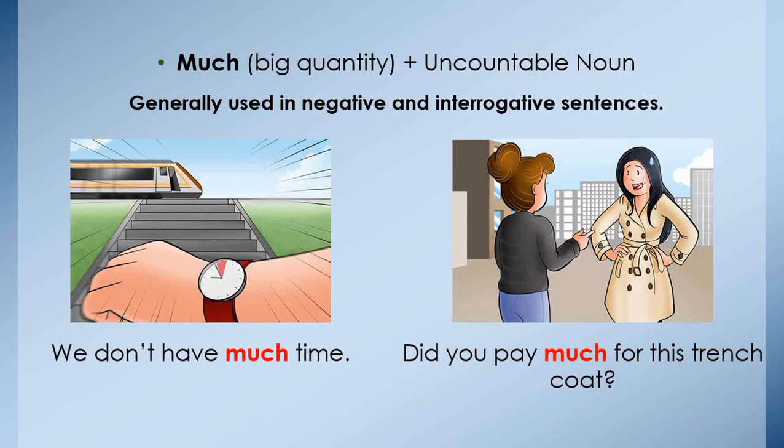The next quantifier is much. That means a big quantity. We are going to use much with uncountable nouns. And much is generally used in negative and interrogative sentences. For example, we don't have much time. Did you pay much for this trench coat?